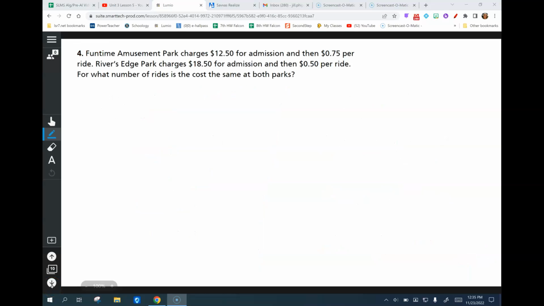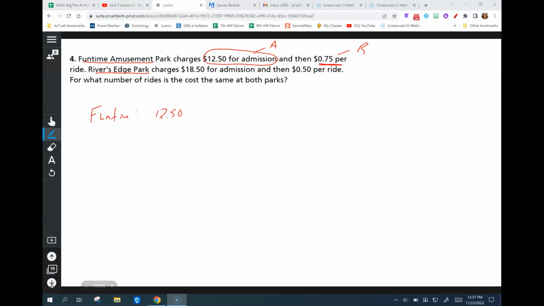Yay, we get to do another word problem. And again, why would you ever say yay with word problems? Because we're in systems. And with systems, wow, it is awesome to do word problems. So let's read through it once, then we'll go back. Funtime Amusement Park charges $12.50 for admission and then 75 cents per ride. River's Edge charges $18.50 for admission and then 50 cents per ride. For what number of rides is the cost the same at both parks?